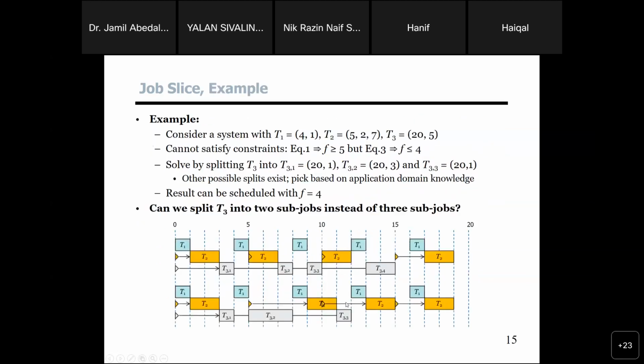Okay. What do you think? Can we split task 3 into 2 subjobs instead of 3 subjobs? Because as you see here in this image, in the first line, we divide it into 4 jobs. See here, task 3 1, task 3 2, task 3 3, and task 3 4. Here, we divide it into 3 jobs. So 4 jobs, 3 jobs. What do you think? Can we split it into 2 jobs so that we can satisfy all the 3 constraints?